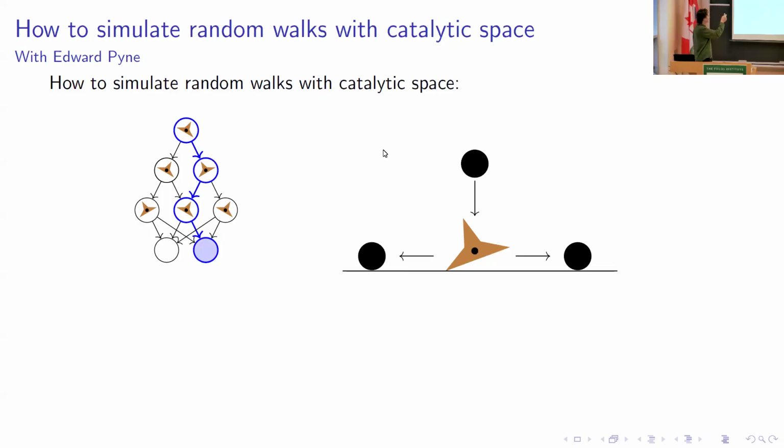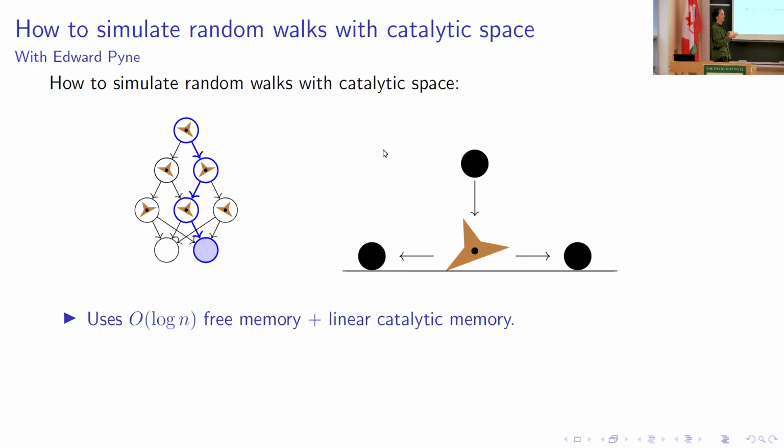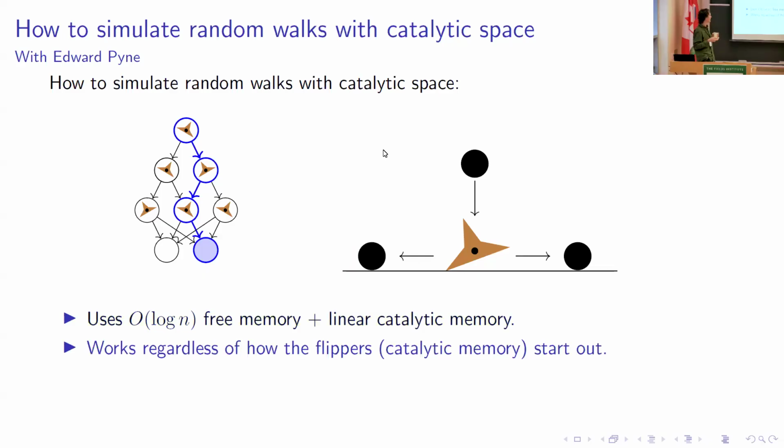And because these flippers distribute the outgoing balls in a fair way between the two edges, you can show that this actually gives an accurate simulation of a random walk if you do it enough times. So how much memory does this use? You only need on the order of log n ordinary memory, just in order to keep track of where you are in the graph, how many simulations you've run, and so on. And the rest of the memory to store the actual flippers is on the catalytic tape.